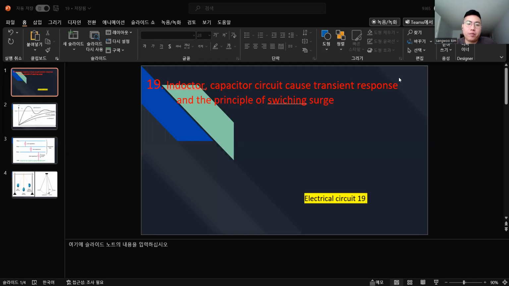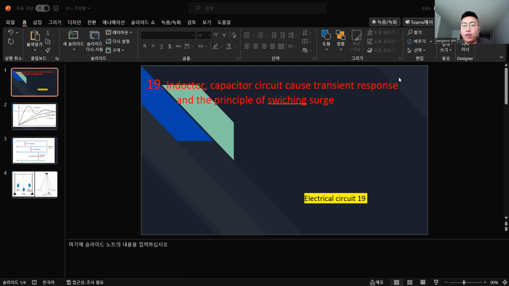Good morning, guys. Today could be kind of complicated to understand. We are learning about circuits, and we finished the inductor and capacitor separately. But actually, in our power system, R, L, C have to be together. They exist in the circuit together, so they cause transient response.